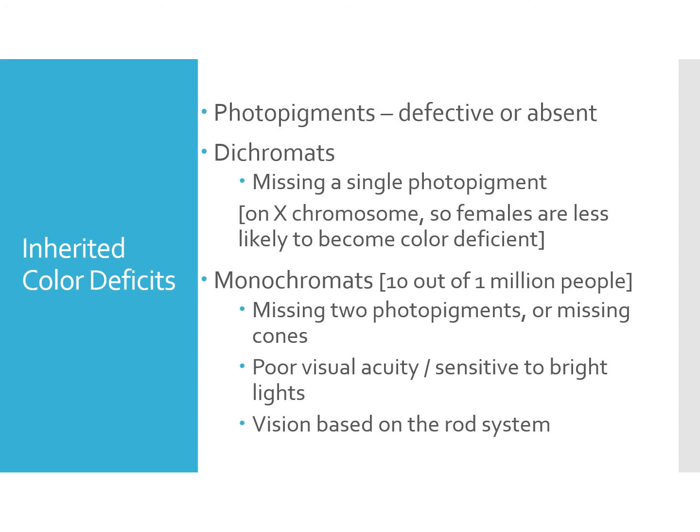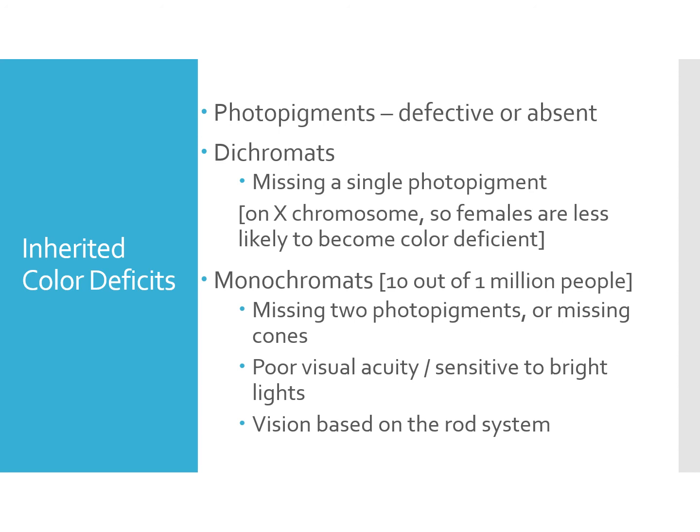Mostly we see this in dichromats. That's more common, where they're missing a single photopigment. This is something that is on the X chromosome, so it's one of those sex-linked genes, and females are less likely to become color deficient. They need both their mother to be a carrier and their father to be color deficient for them to become color deficient, and they need to get those 2 X's that are showing this recessive trait. Whereas men only need the 1 from their mother because they have the Y chromosome from their father. So they're just going to show that recessive trait if they receive that genetically.